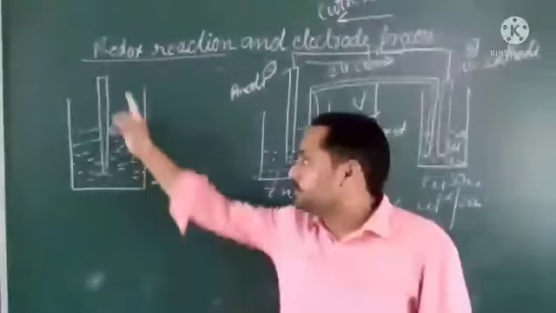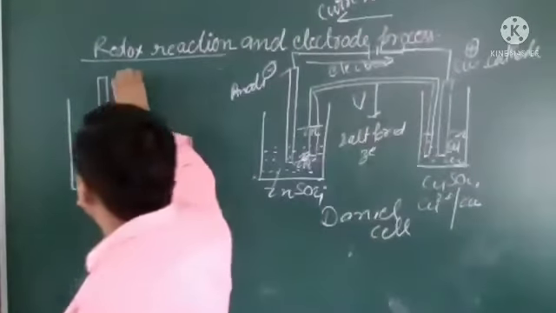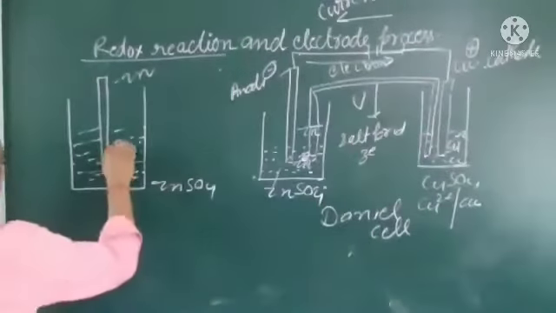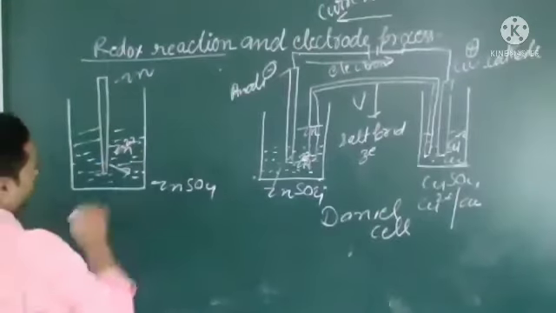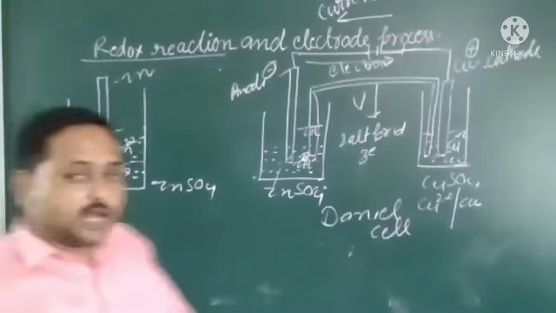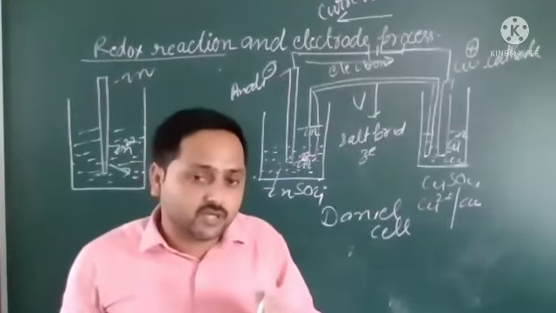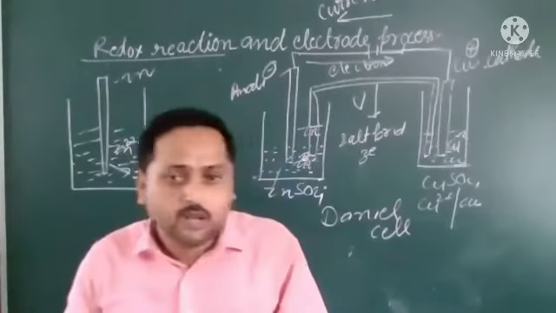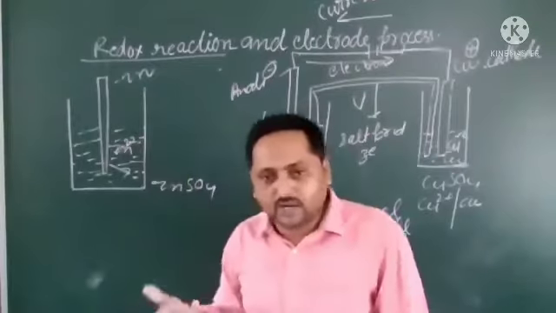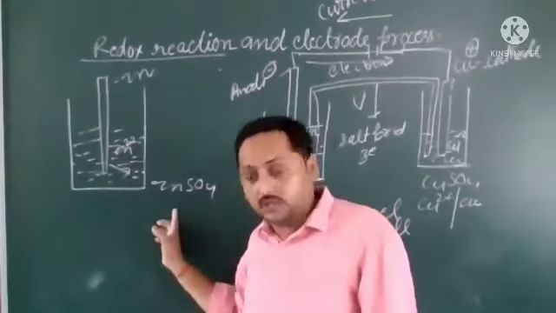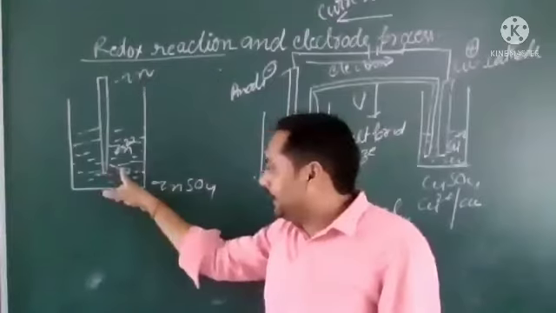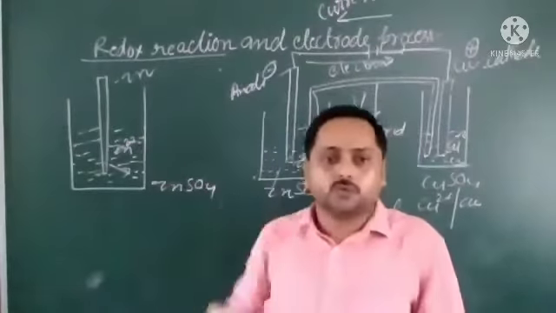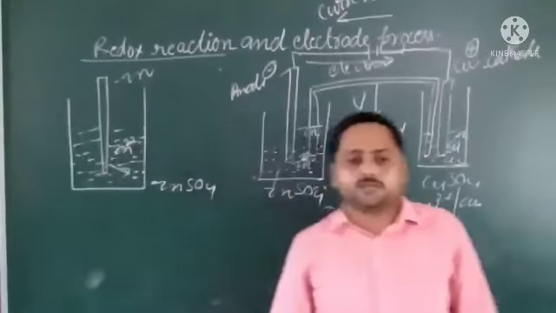A rod of the same material. So which rod will be dipped in this? We will dip a zinc rod here, and a potential will be developed between the salt solution and the electrode. That is known as electrode potential. So one more time, follow here. What is electrode potential? When a metal rod is dipped in its salt solution, a potential is developed between the salt solution and the electrode. That is known as electrode potential.